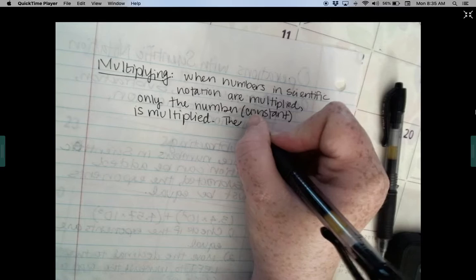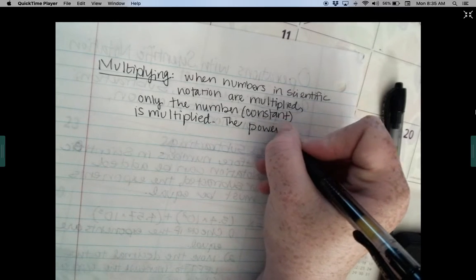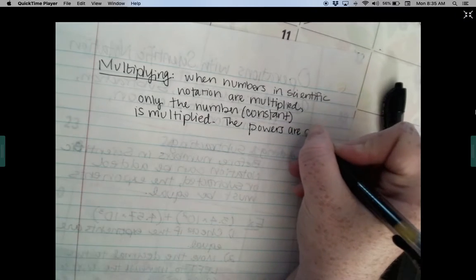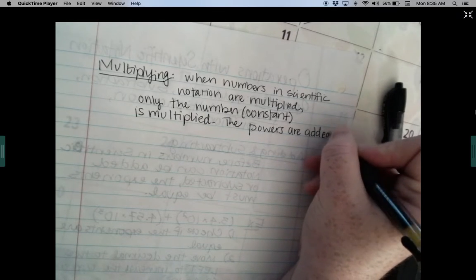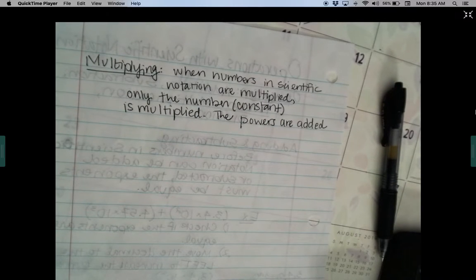The powers are added. When we talked about our exponent and power rules, we talked about when we multiply two powers and two bases that are the same, we add the powers. So we're bringing those rules back into scientific notation and we're going to use those rules. So we are multiplying, but when we multiply exponents with the same base, we add the powers.